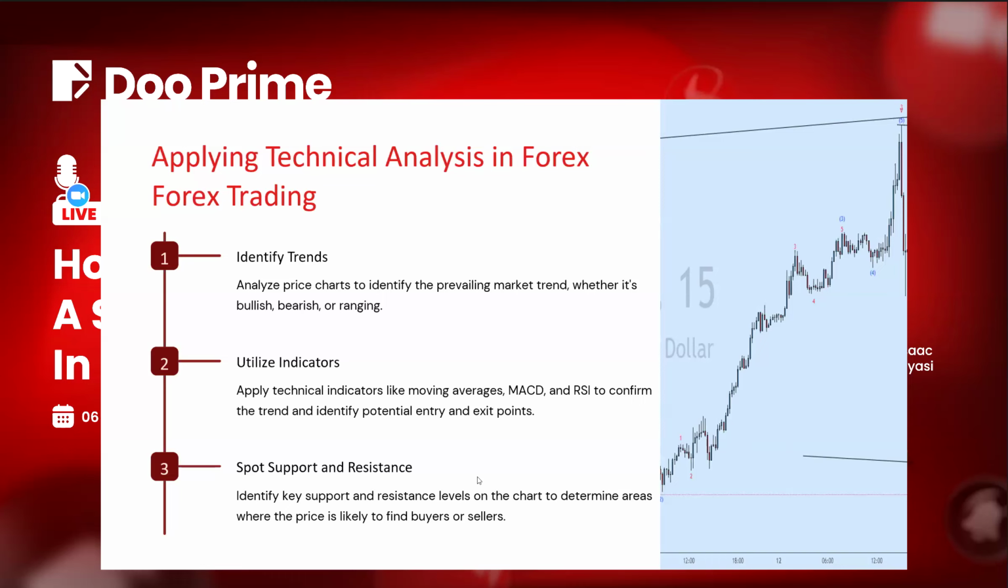One, identifying trends. Analyze price charts to identify the prevailing market trends, whether bullish, bearish, or a range. The market actually has two phases. The first phase is the trending phase. The second phase is the ranging phase. In Elliott wave, we say impulse and corrections.